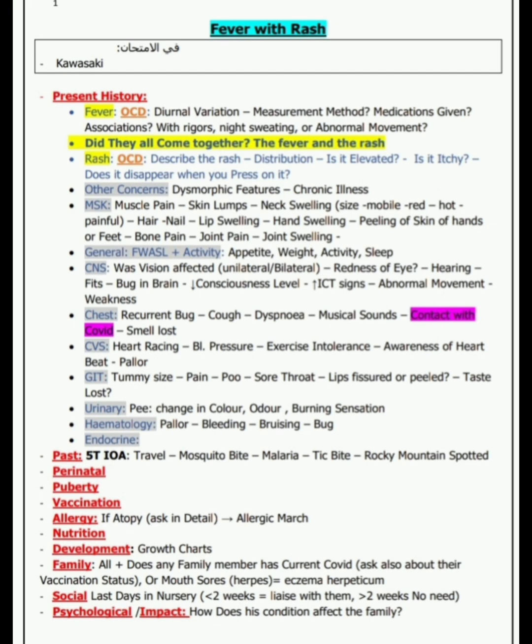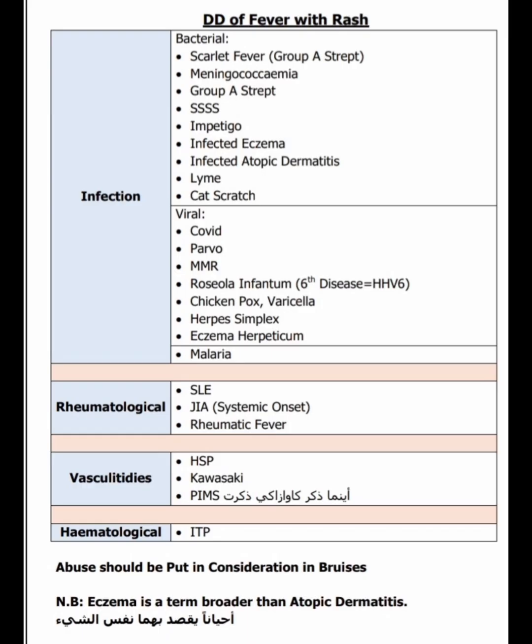Social history: last days in the nursery, less than 2 weeks, lives with them, or more than 2 weeks, no need. So school history: does the child go to school, is there anyone at the school who has a rash or not? You know, some contagious diseases also present with rash, like measles. Psychosocial plus impact: how do his conditions affect the family? We also ask.